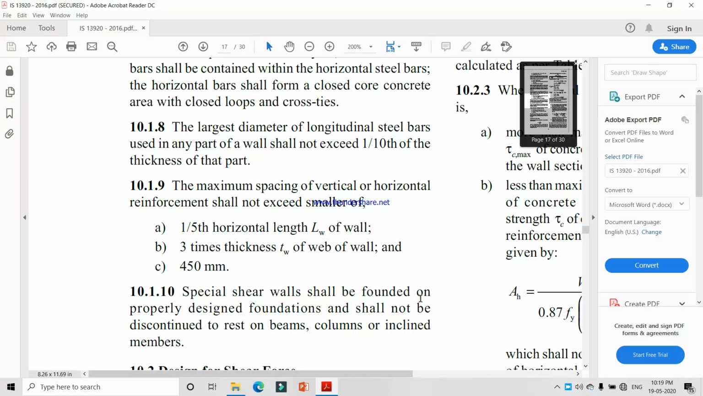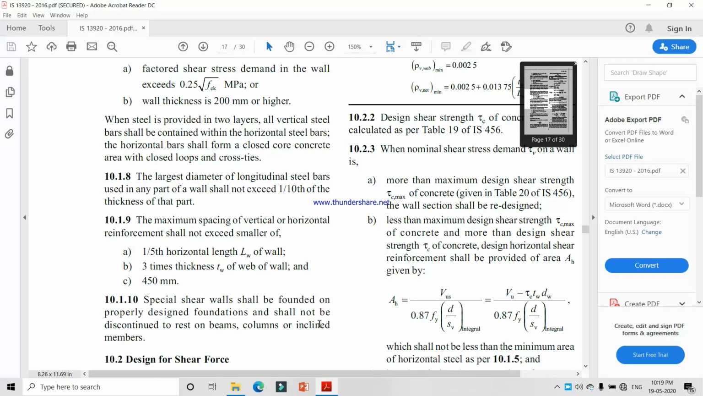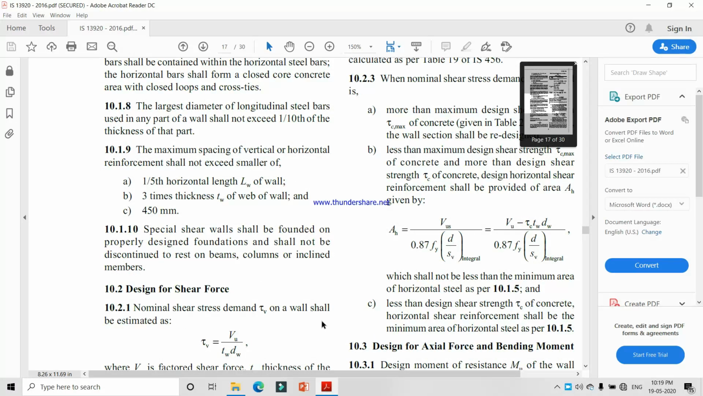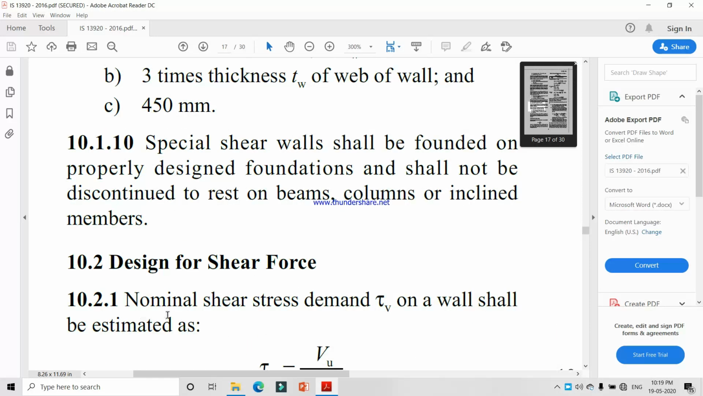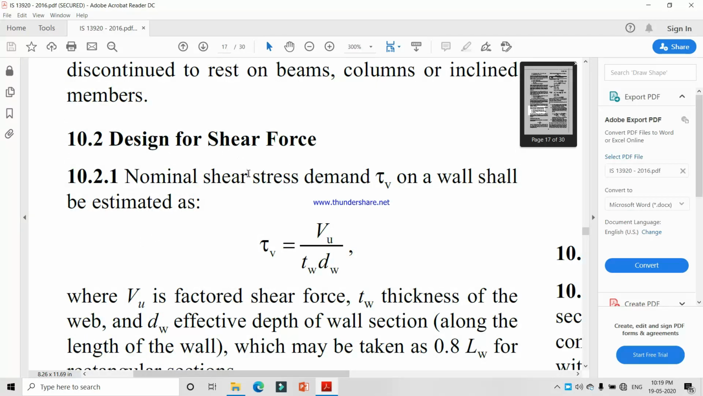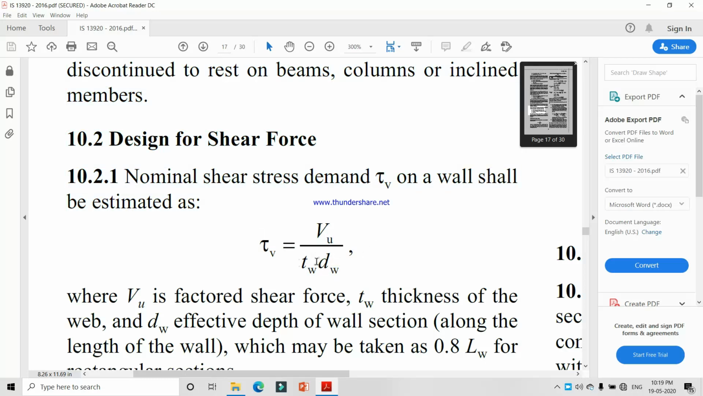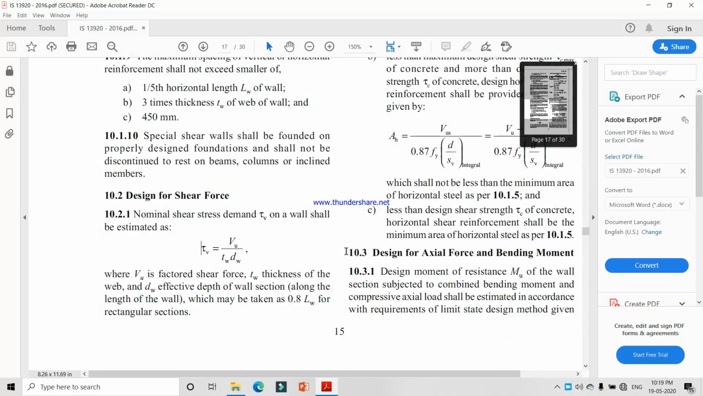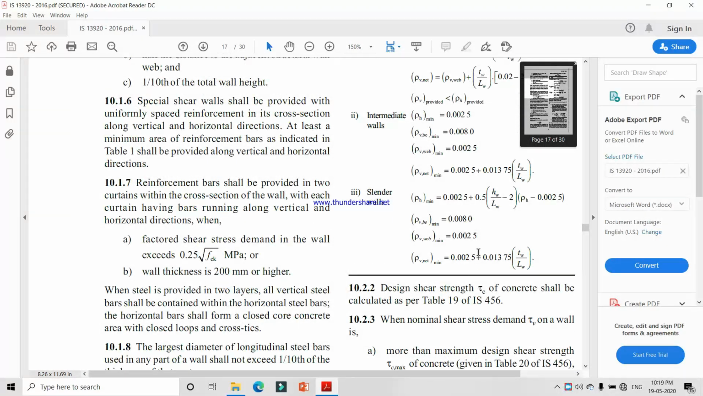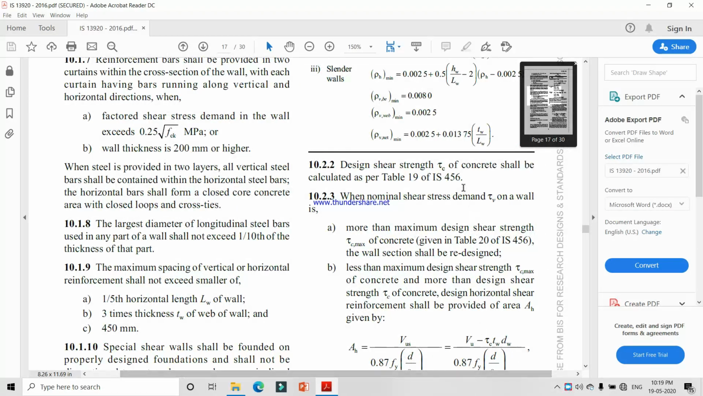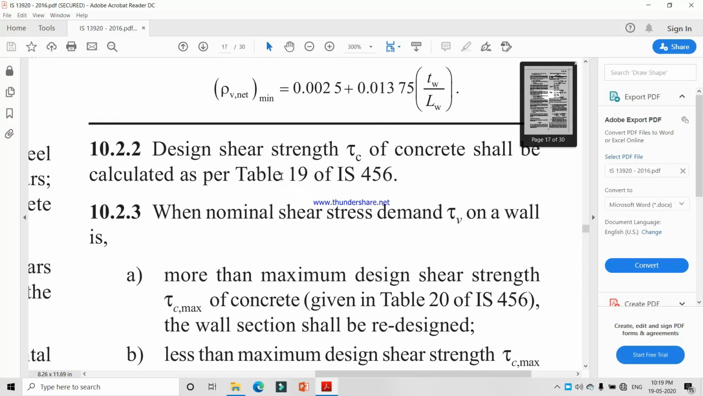Special shear walls shall be founded on a properly designed foundation and shall not be discontinued to rest on a beam, column or inclined member. These are the design shear force criteria. We have to calculate the nominal shear stress as per the equation given. Tau V is V upon thickness of web and Dw, depth of the whole section. And this is the equation of tau C given in IS 456 Table number 19. These are the few criteria.